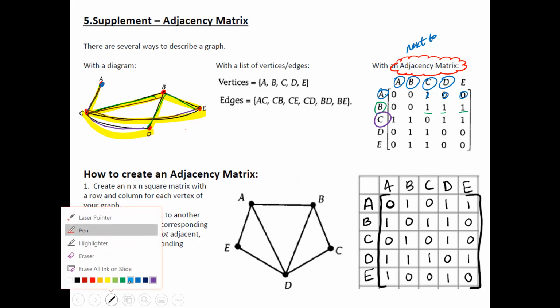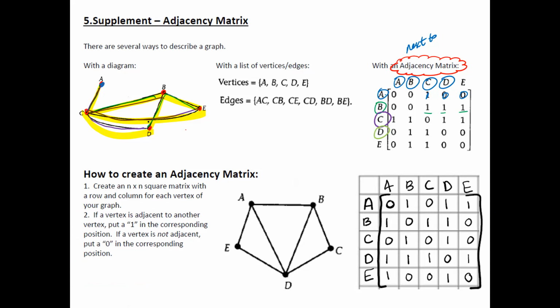Then let's take a look at D. No connection with DA. There is a connection with DB. There's also a connection with DC. There is no connection with DE, and there's no connection with DD. Last one that you have here is E. With E, there's no connection with EA. There is a connection with EB. There's a connection with EC. And there's no connection with ED.